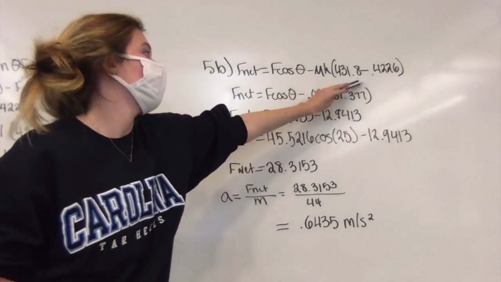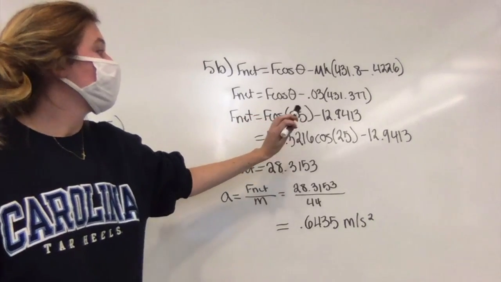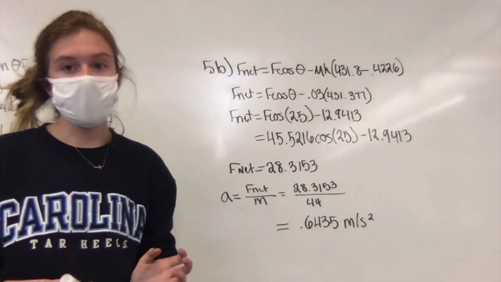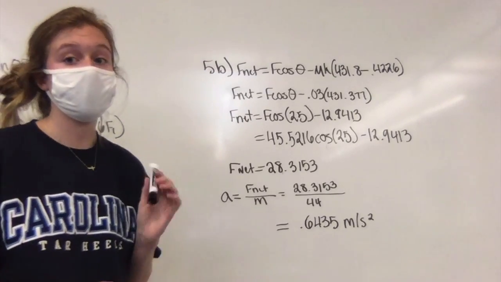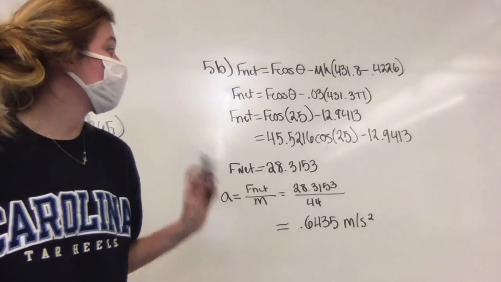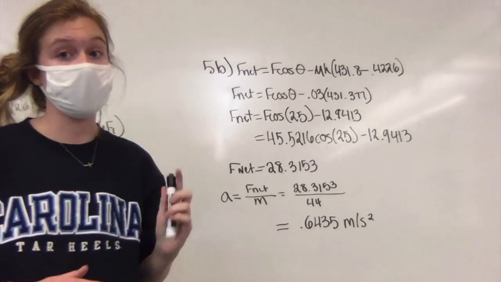times 431.377, which is what you get from combining those two terms. And then you get F cosine of 25 minus 12.9413. Then you plug in for the variables that I found originally. In 5A, I found that the minimum force to make something move was 45.5216, so I plugged that in for the force in front of cosine of theta.